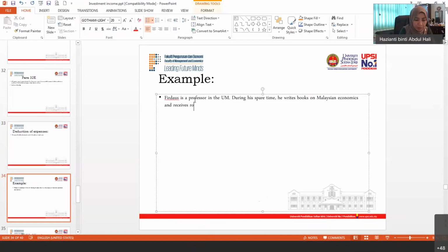This is just an example for royalty, and we can see how to calculate, especially on the exemption. Let's see, royalty income.